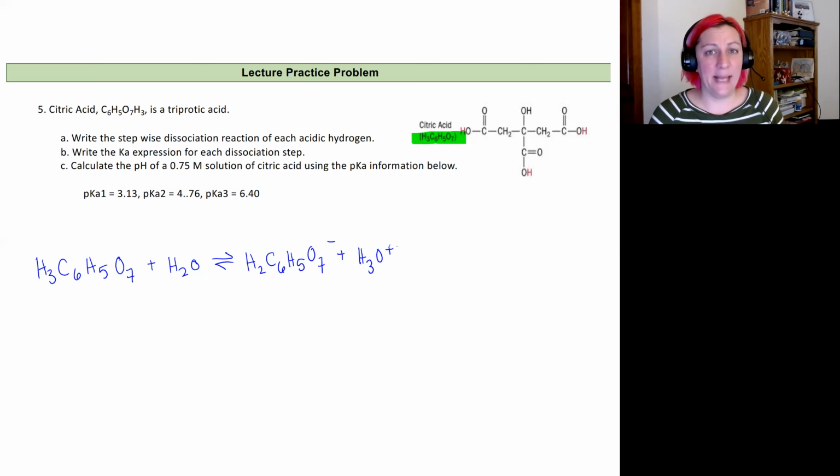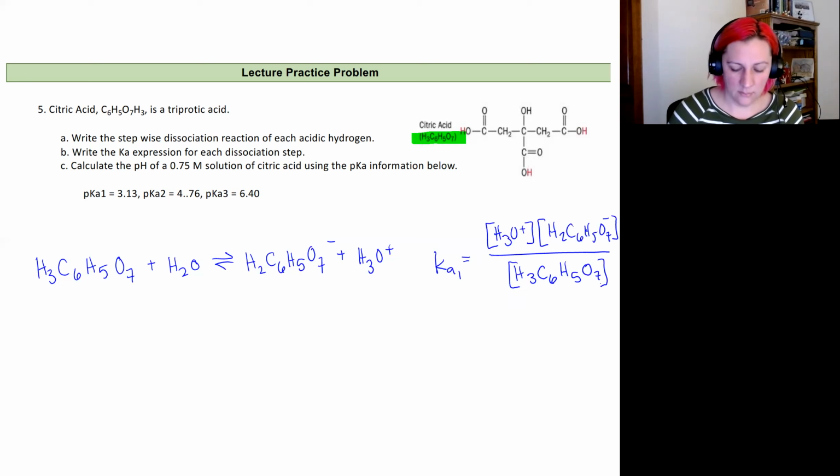I'm going to do A and B together. Here's my first dissociation reaction. I lose a hydrogen from my citric acid, and it's going to take on a negative charge as a conjugate base. And my conjugate acid will be hydronium ion. I'm going to write out the K expression, the Ka1, for this as well. So here's my equilibrium expression. Here is the first dissociation step.